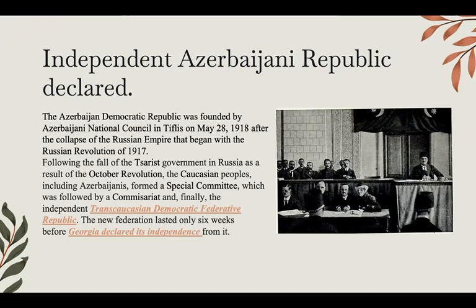Following the fall of the Tsarist government in Russia as a result of the October Revolution, the Caucasian people, including Azerbaijanis, formed a special community which was followed by a commissariat and finally the independent Transcaucasian Democratic Federative Republic. The new federation lasted only 6 weeks before Georgia declared its independence from it.